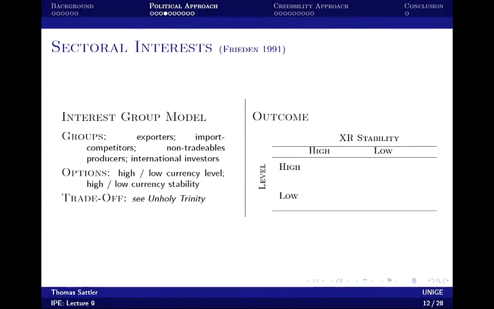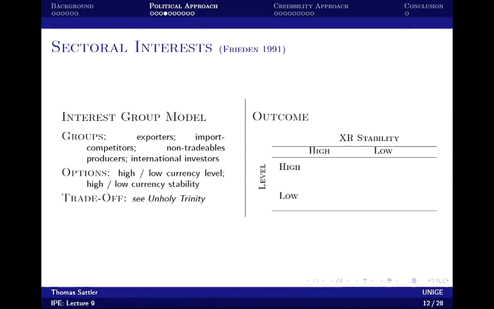What would the exporter want, and why? So now, as an exporter, what do you want? Well, you want to export a lot, of course. So what helps you? You want a low currency, because then your goods are cheap abroad. Exactly. So here, we want a low currency. And what in terms of stability would you prefer? High stability, because that reduces risk.